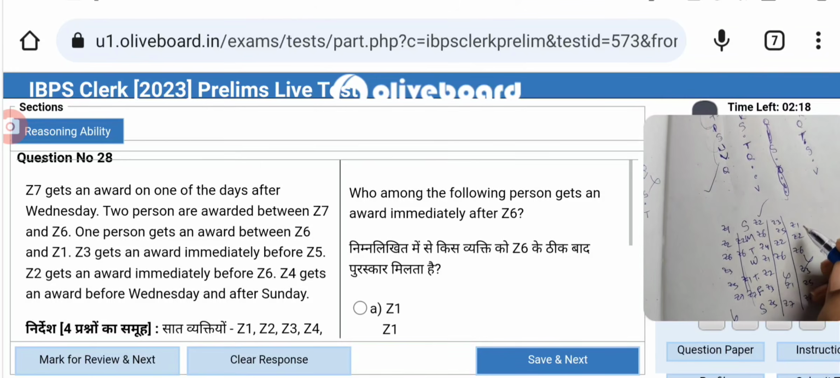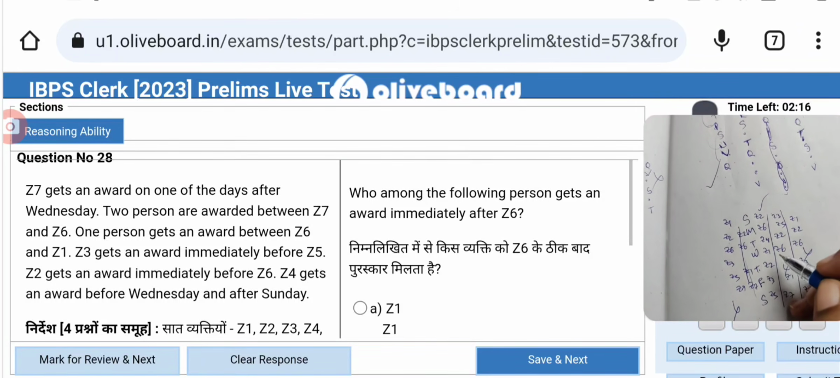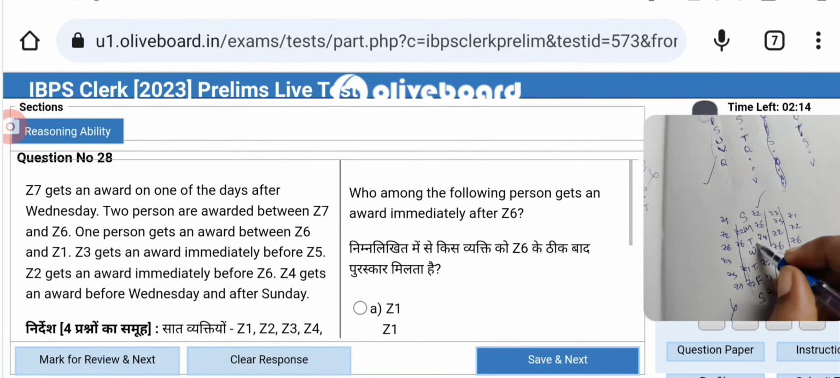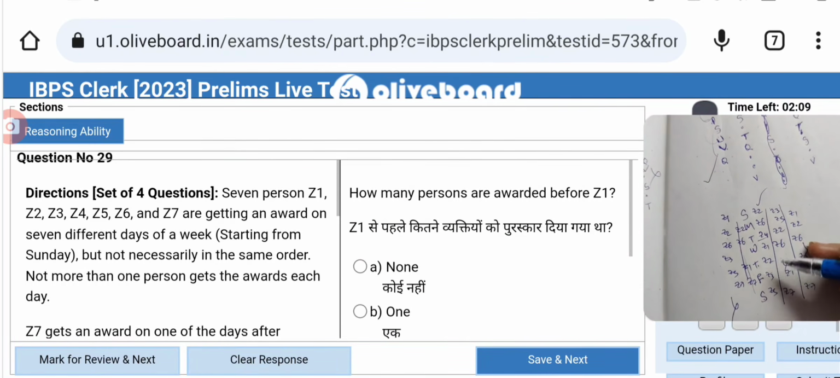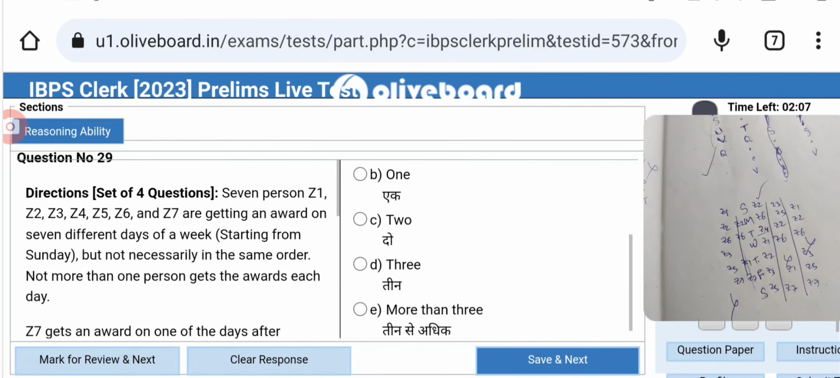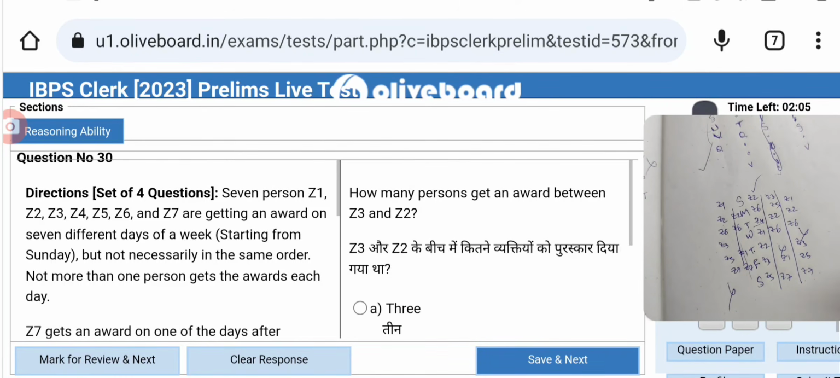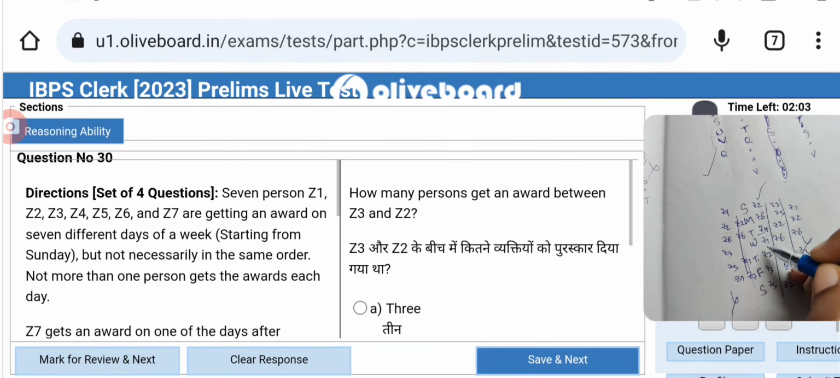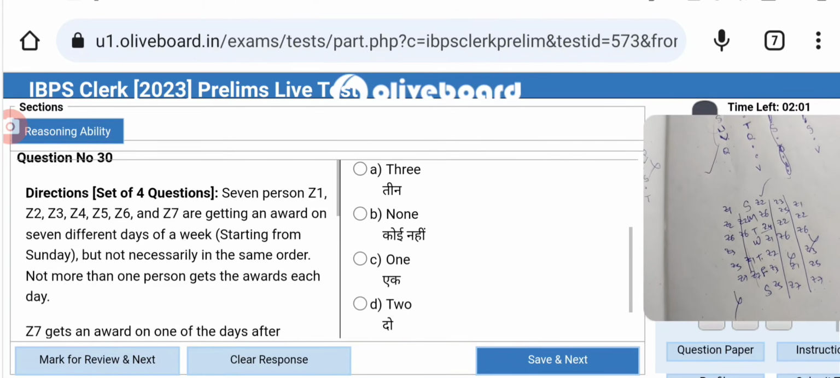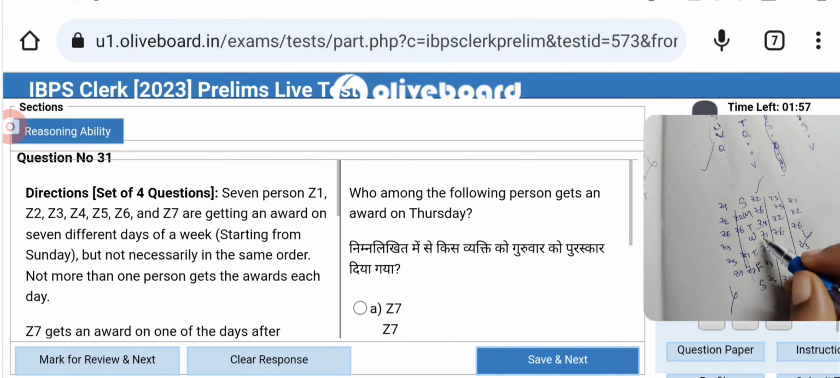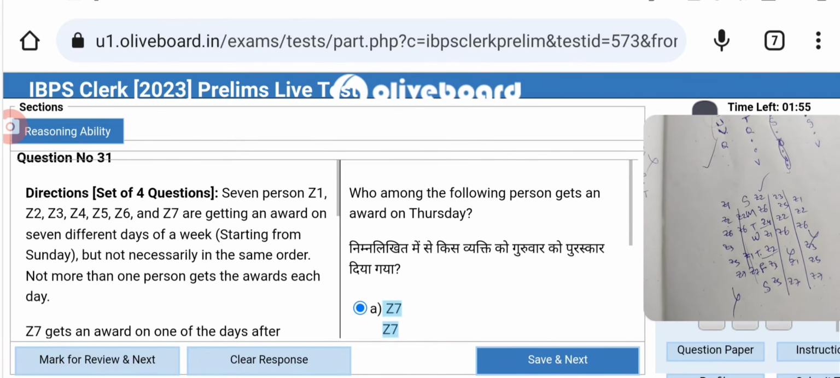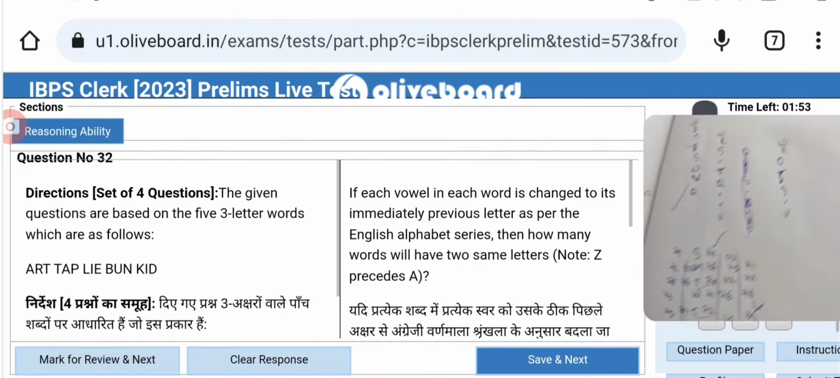Next one. How many persons immediately after Z6? Z4. How many persons before Z1? 1, 2, 3. Z3 and Z2. 1, 2, 3, 4. More than 3. Thursday, Z7. Next one.